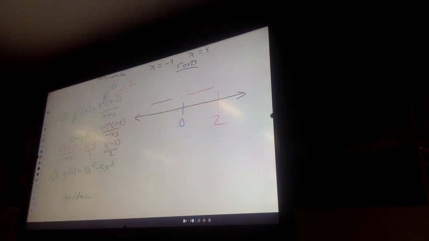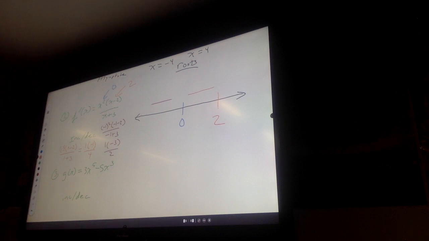Hey, what took place at 0? What fancy new term did we talk about? Point of inflection. Okay? So this graph would have come down negative, evened out to give me a slope of 0, and then continued downward.